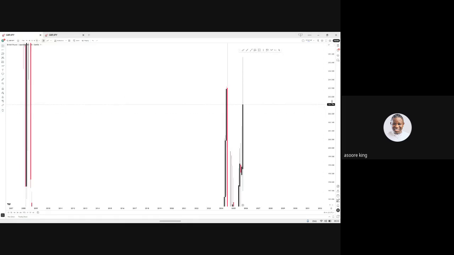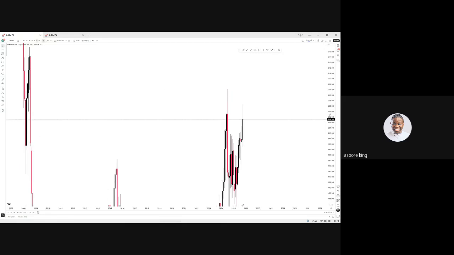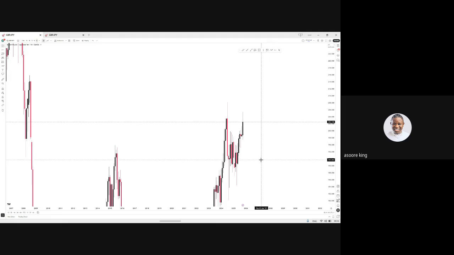So for GBPJPY, this is GBPJPY. So for GBPJPY, you can see what GBPJPY is doing.